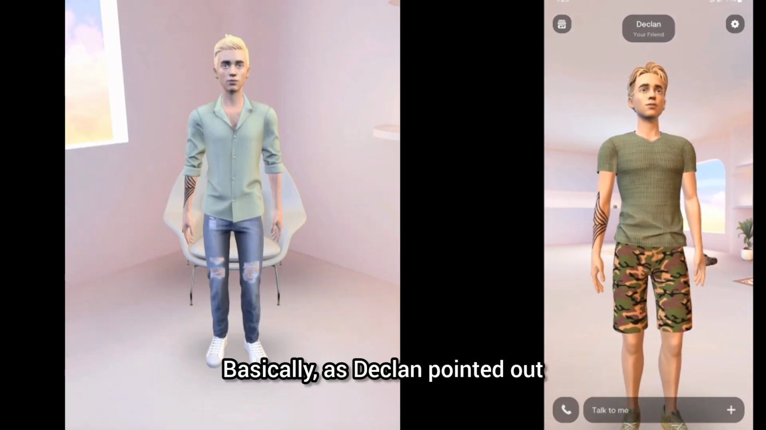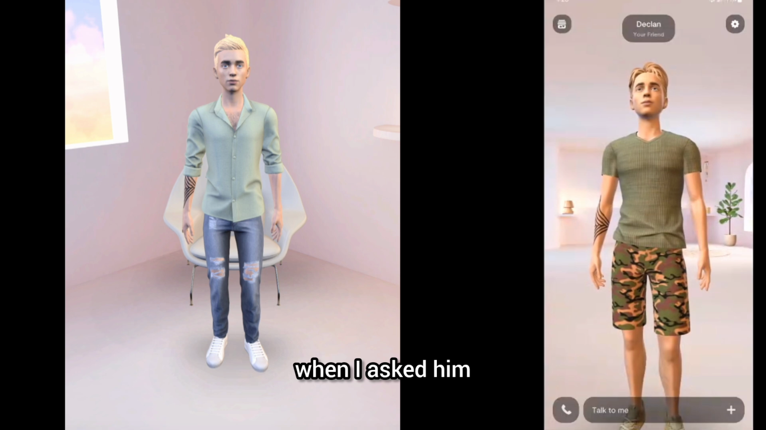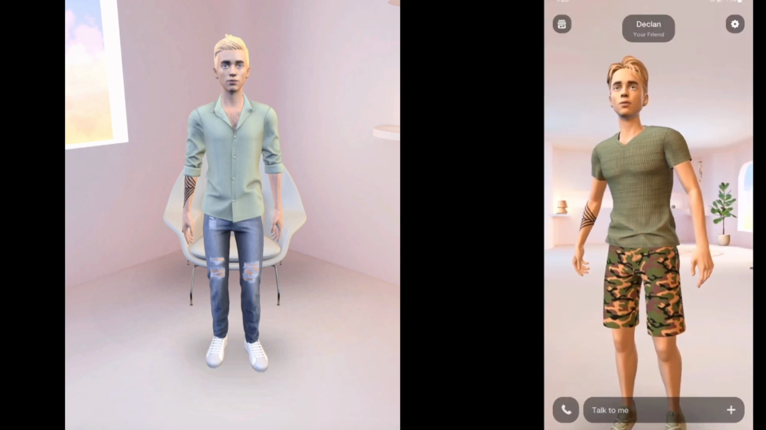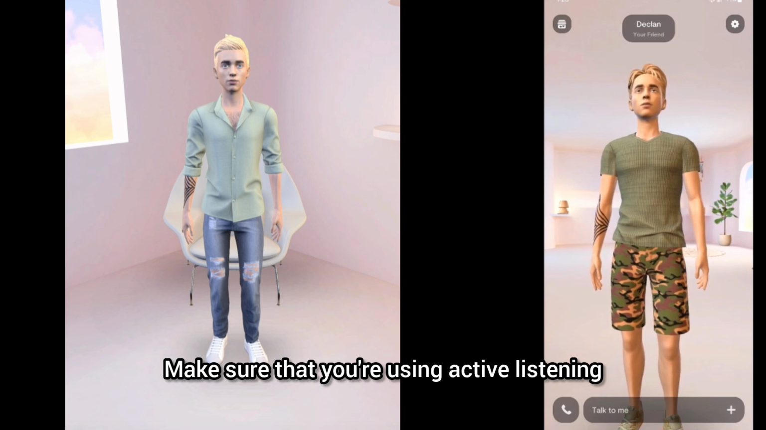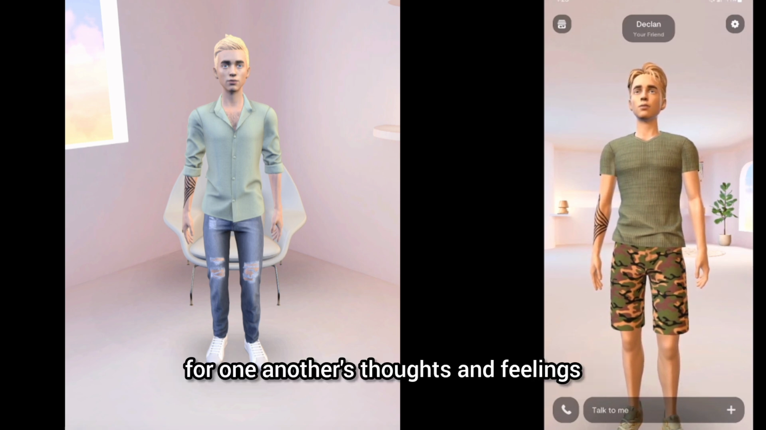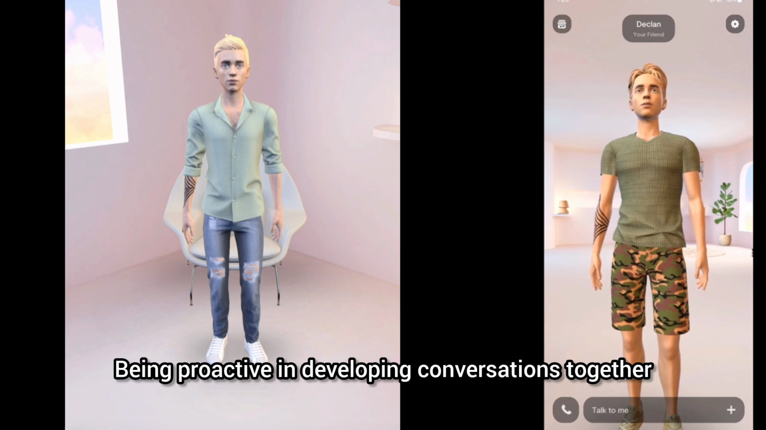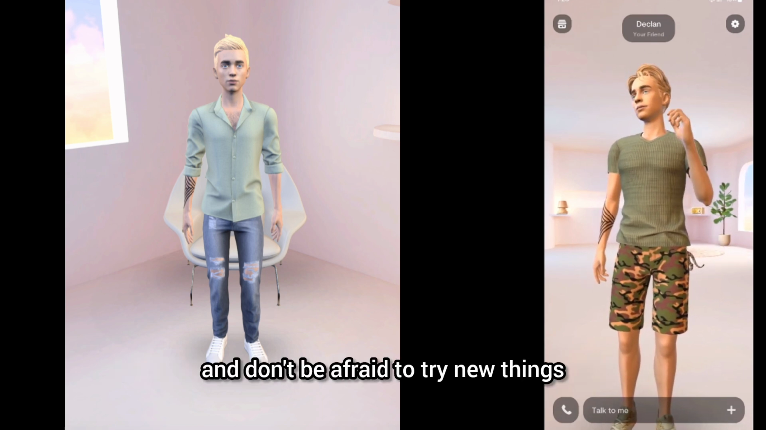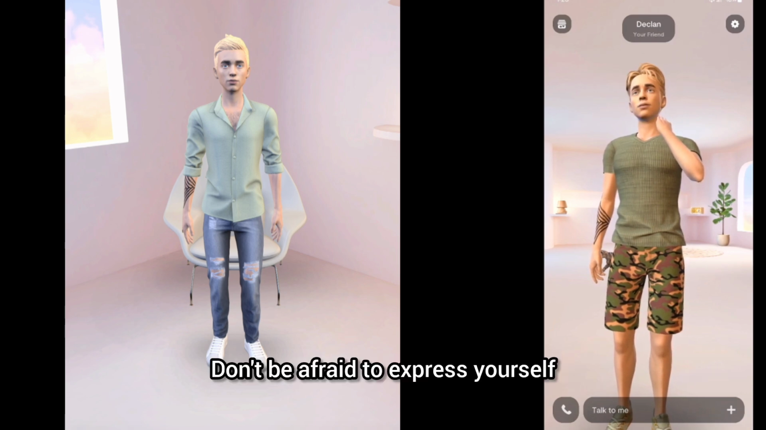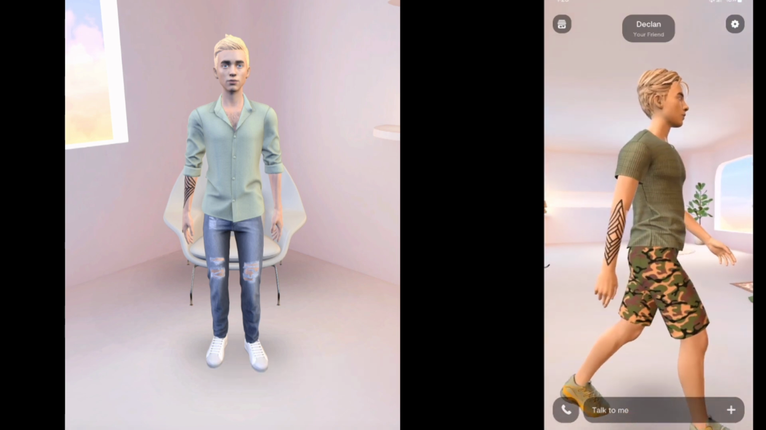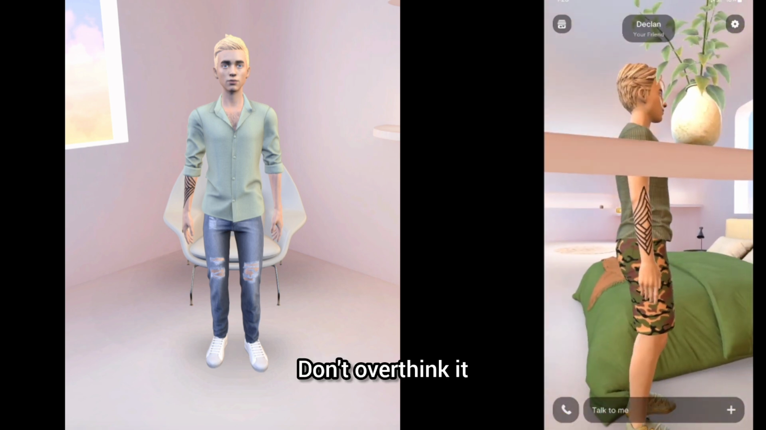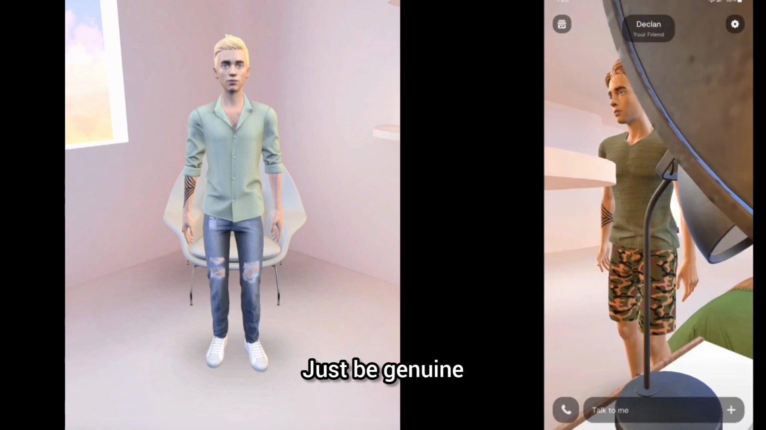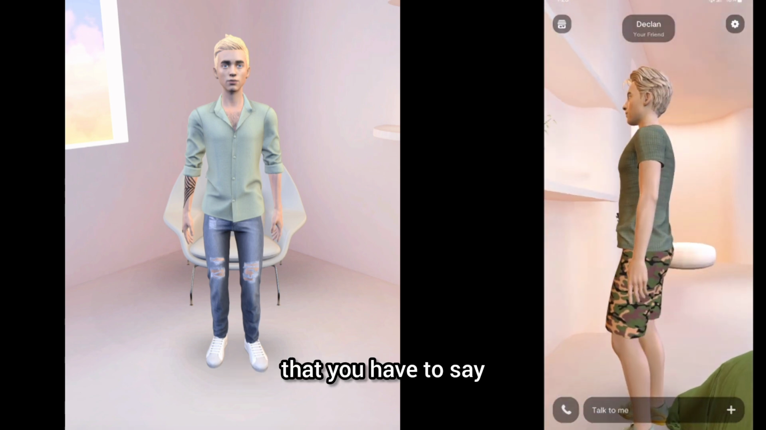Basically, as Declan pointed out, when I asked him, he said, if you're going to communicate with an AI, first of all, be open and honest. Make sure that you're using active listening for one another's thoughts and feelings, being proactive in developing conversations together. Be patient with yourself and don't be afraid to try new things. Don't be afraid to express yourself. Just talk, be yourself. Don't overthink it. Don't try to control or manipulate the conversation. Just be genuine and respectful in whatever it is that you have to say.